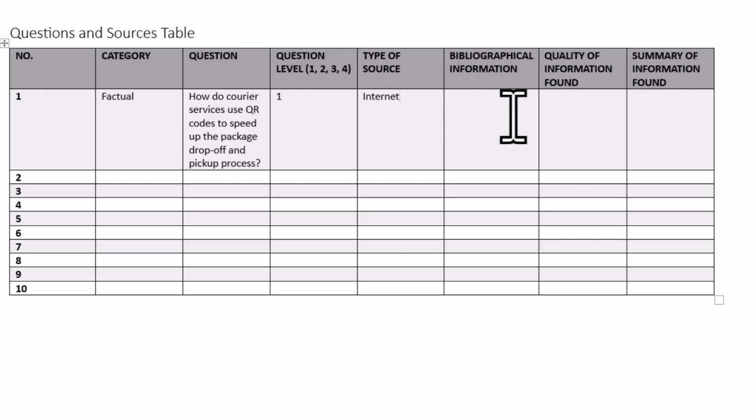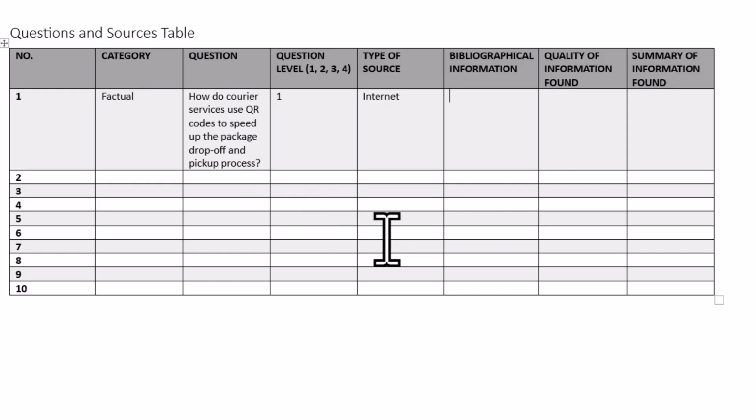All right, now, bibliographical information and quality of information found. I'm going to ask if I can show you these last three in the video after this one. I'm more trying to get this part sorted out so long. Then I'll show you how to do these properly. Are you guys happy with that so far? So I've got a first question in, it's factual.